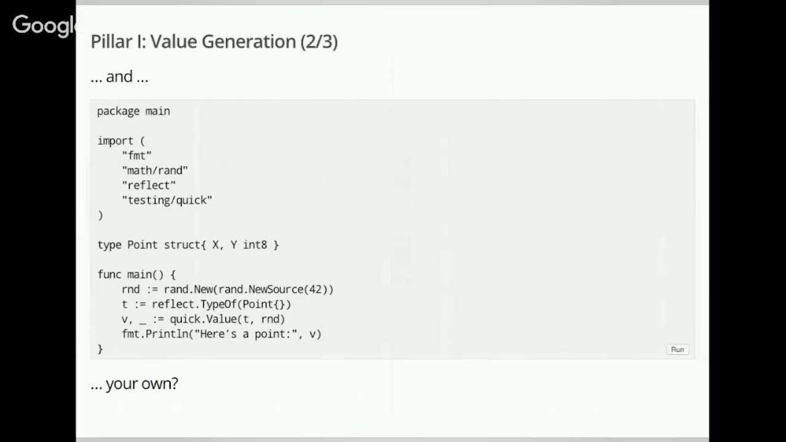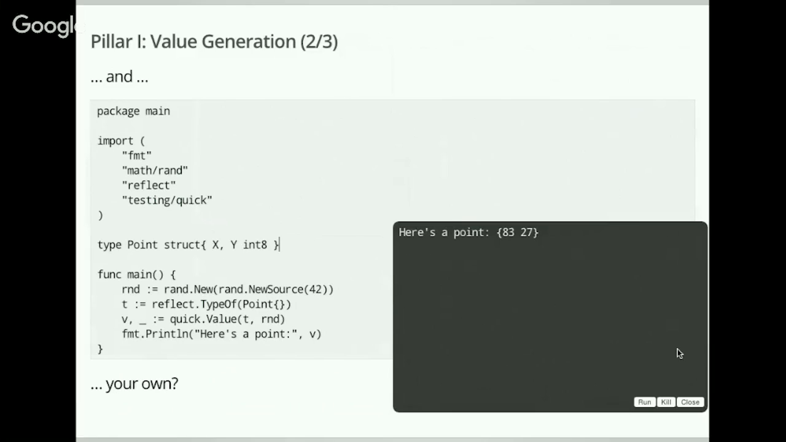So I built this type here in this slide, Point. I wonder, could I have the language actually build me an arbitrary value for this? Let's click run and find out. Wow, it gave us a point with an arbitrary value here.